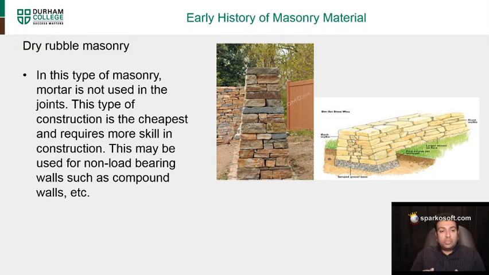Dry rubble masonry. In this type of masonry, mortar is not used in the joints. This type of construction is the cheapest. It requires more skill, though, in construction. This may be used for non-load-bearing walls, such as compound walls. And you can see here that they're just stacked stones. But you have to be very skilled to find the right type of stone, the right size, and to cut these stones.